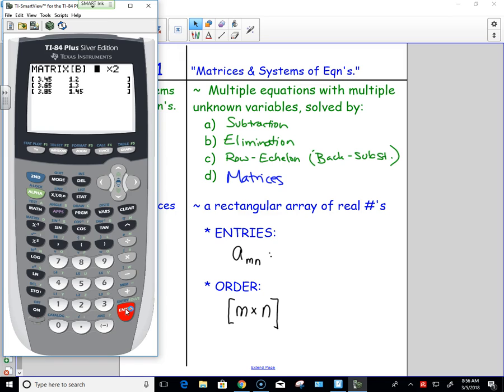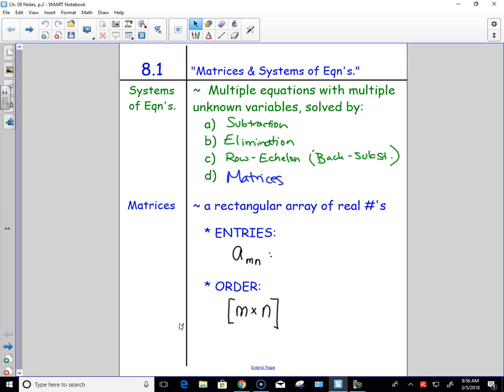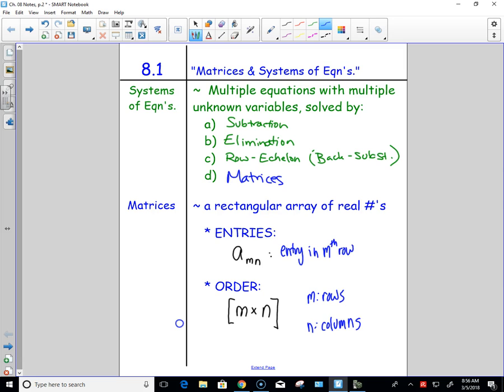Exactly. So over here in our notes, I need us to go ahead and fill this in because it's something we're going to have to kind of remember. Not memorizing. No, it could be like a question on a test. What order is a certain matrix? But m is going to be how many rows. N is going to be how many columns. And A sub mn is notation for the entry in the mth row, nth column.